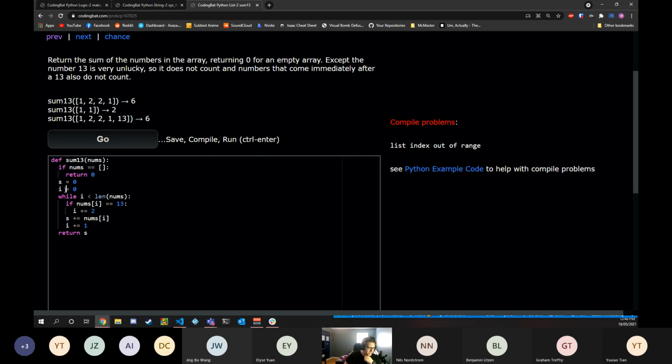Else, I starts at 0. I can do this as well, the shortcut. Then while I is less than the length of nums, so if the length was 4, I only want 0, 1, 2, and 3. The moment I is higher, then it shouldn't count. If nums at I equals 13, I plus equals 2.